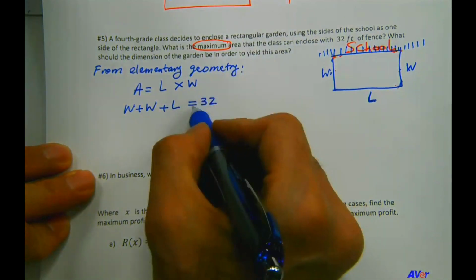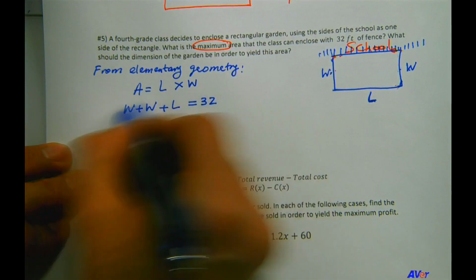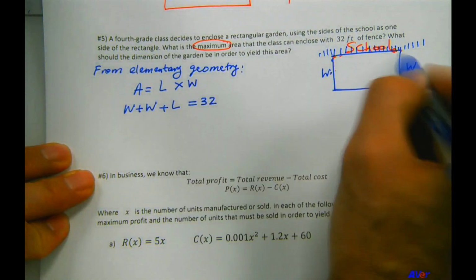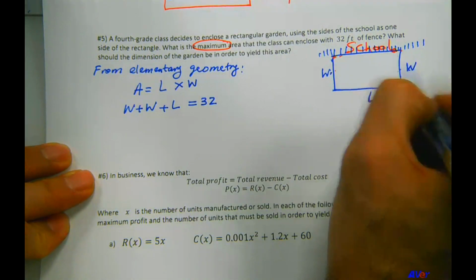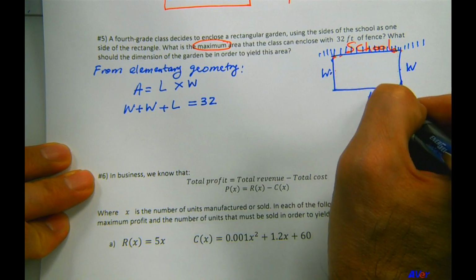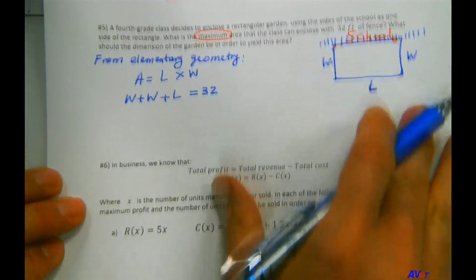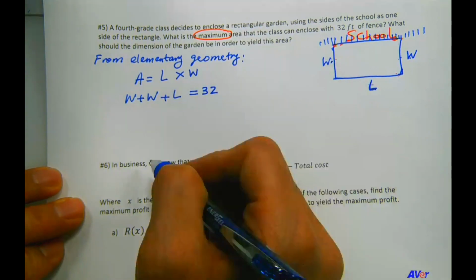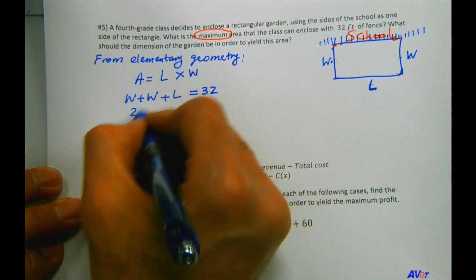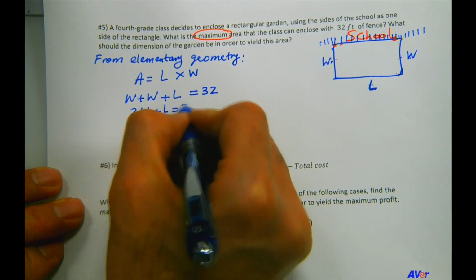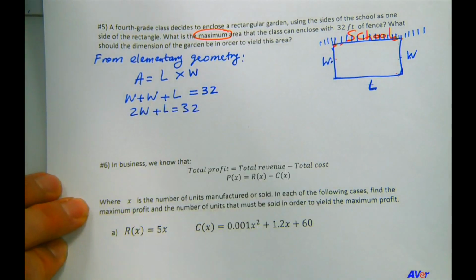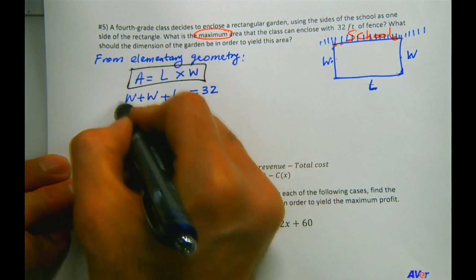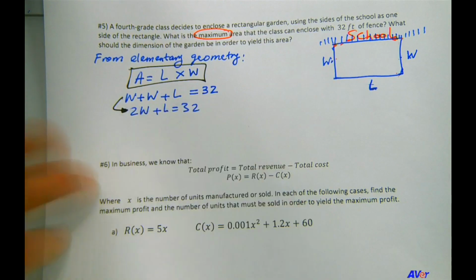Okay, so now we can use this equation that is about the perimeter of this fencing region, 2 widths and a length. We could use that to rewrite one of these variables in terms of the other one. And by the way, let me simplify this. So this is 2W plus L equals 32. Like that. So we know that from elementary geometry, and that reduces to that after simplifying.